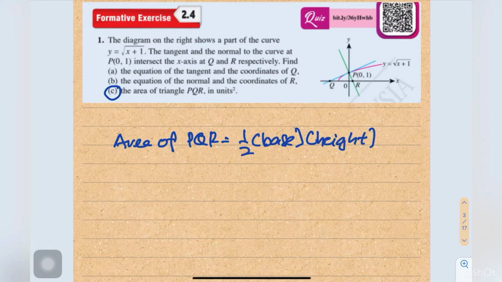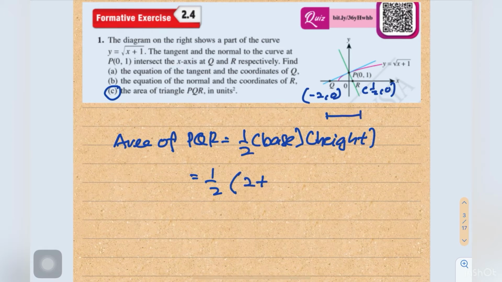Okay, so now previously from A and B, you already have point R. R is 1/2, 0. Q is -2, 0. So the base is from Q to R. We add, okay, base is 2 plus 1/2. Because base is distance, so we make -2 into 2, because the distance is only positive.